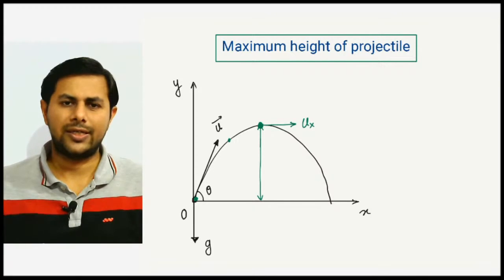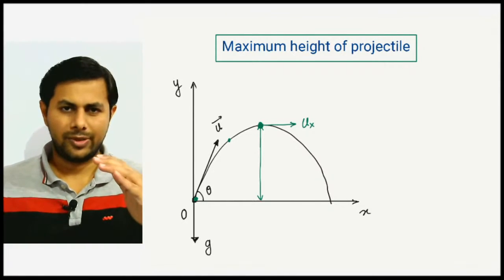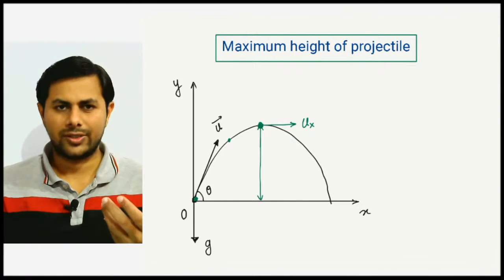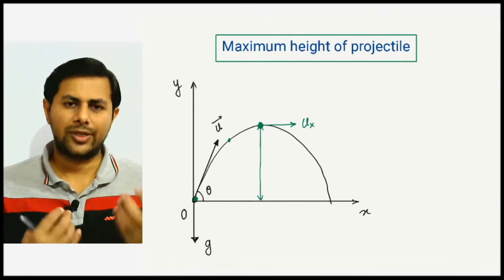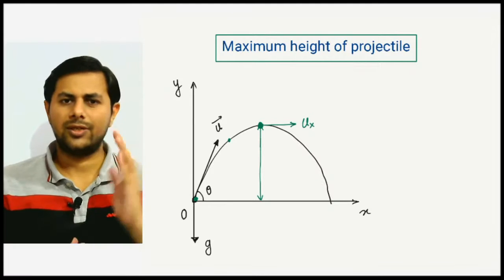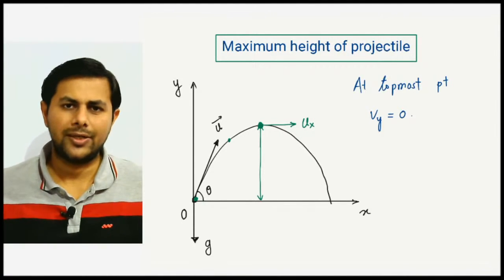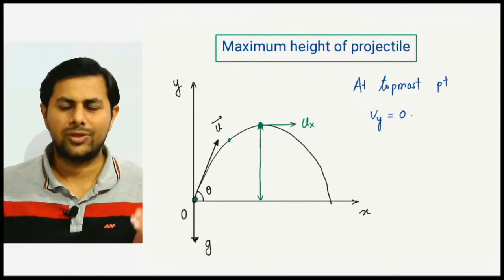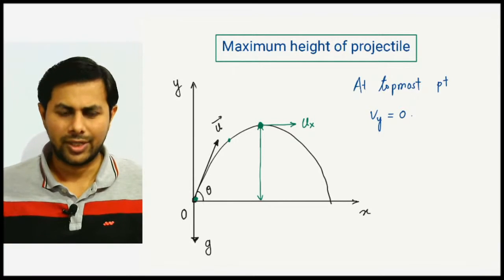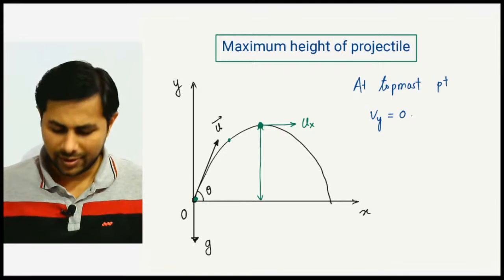And we can also understand it in this way. As this projectile goes up, the acceleration is downwards, and that's why its velocity in y direction goes on decreasing, and as it reaches the topmost position, the velocity in y direction will become 0. Now from this we can find out the time taken by the projectile to reach that topmost position, and it is known as time of ascent. So till the time the projectile goes up, it is known as the time of ascent.